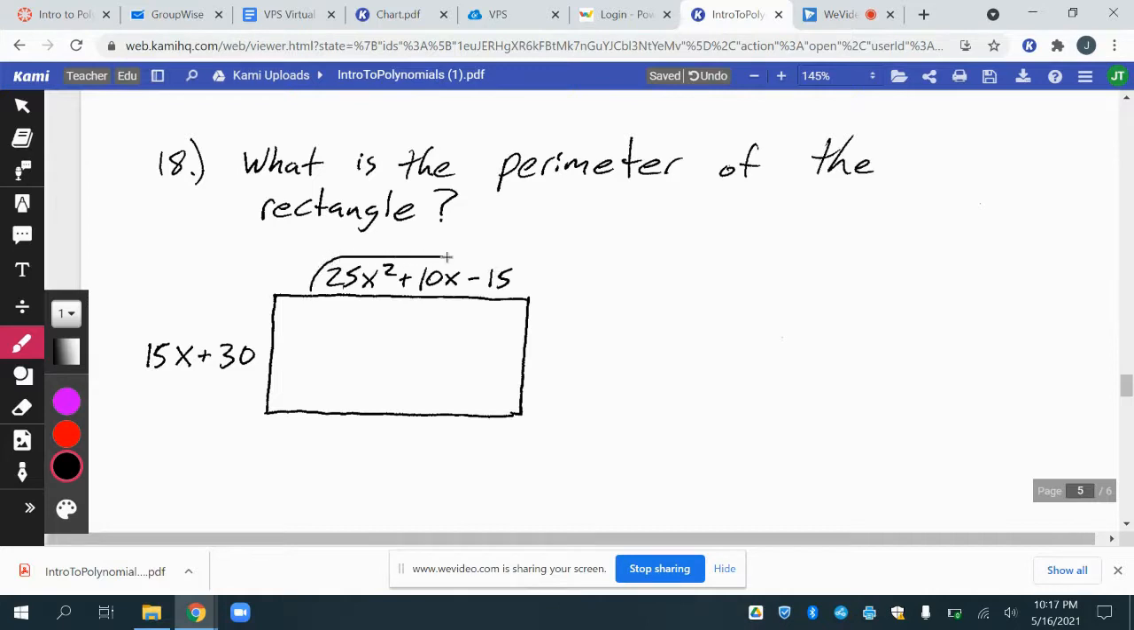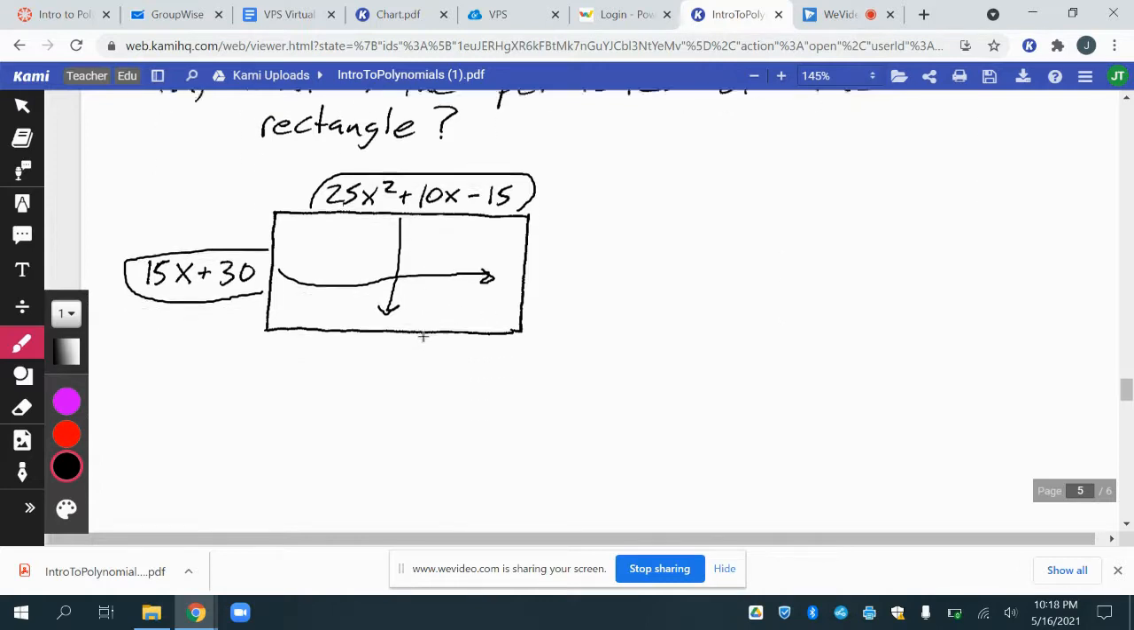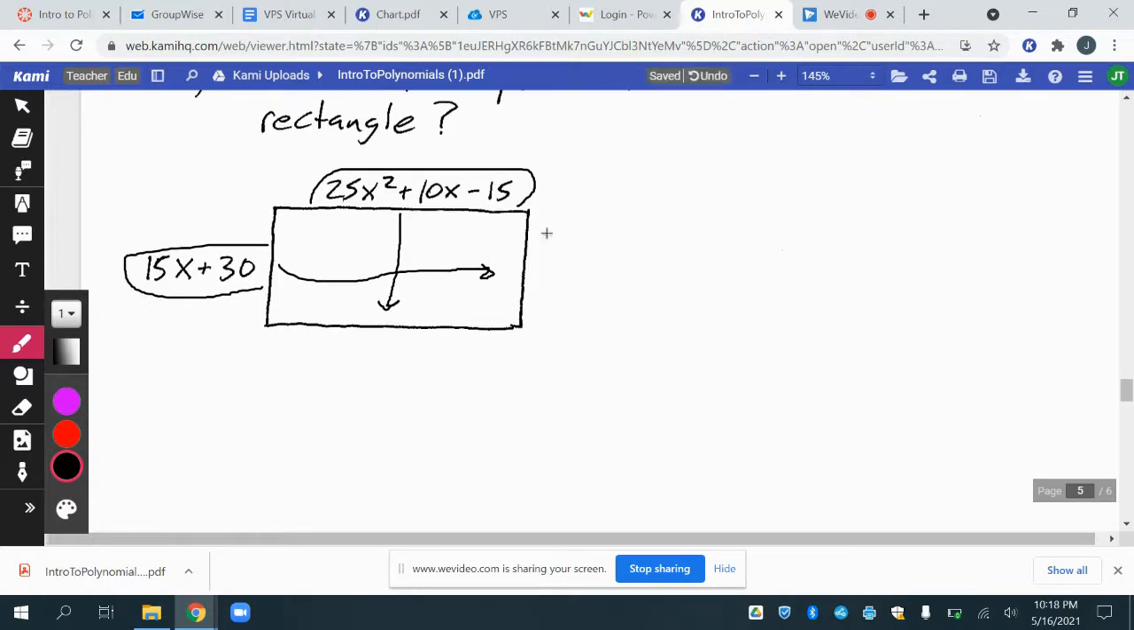So this is my length of my rectangle. And that's my width of my rectangle, right? Well, this is also the same length as that. And this is also the same length as that. And if you remember, perimeters are just when we add all the sides up. So I'm going to put 2 of this and 2 of that.